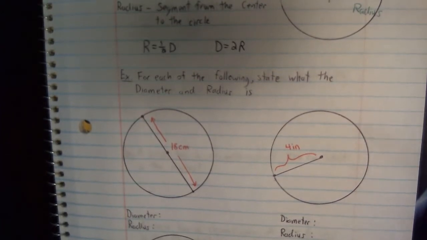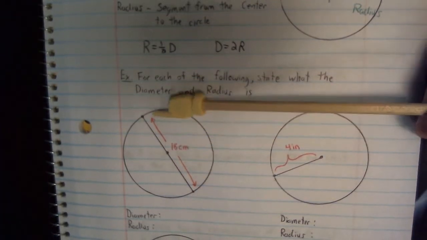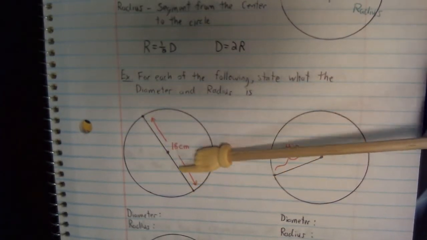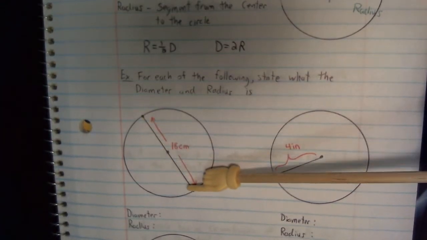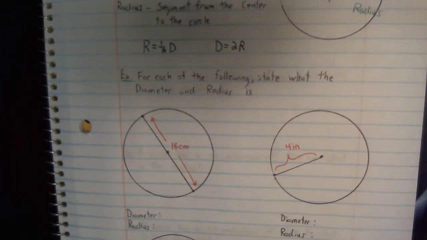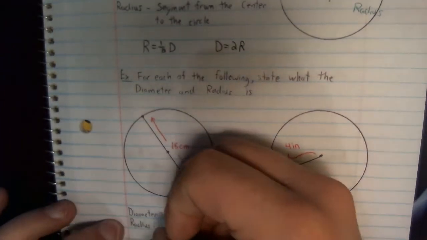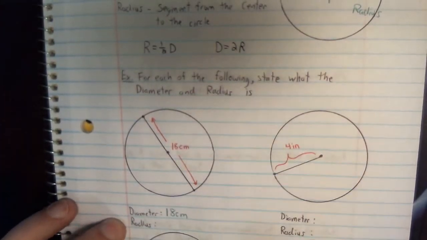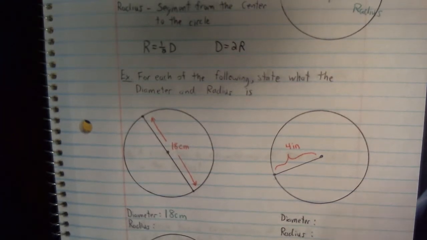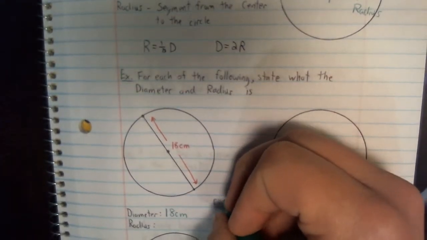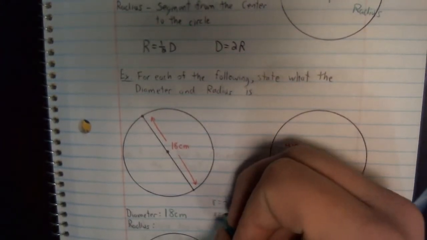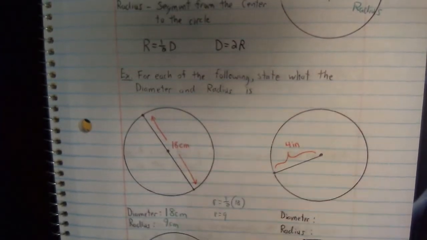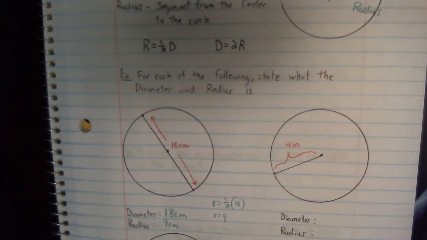So in this first example, what you will notice is that it's showing our length stretching from side to side, passing through the center. That, by definition, is diameter. And it tells us in this problem that our diameter is 18 centimeters. So we can write down for diameter 18 centimeters. However, if we want to know radius, we said that radius is half of diameter, so half of 18. Our radius here would be 9 centimeters. Okay? Really easy to do.